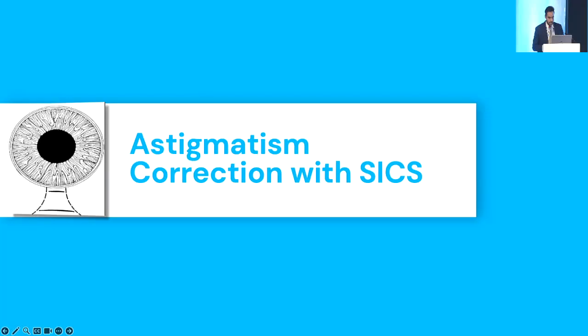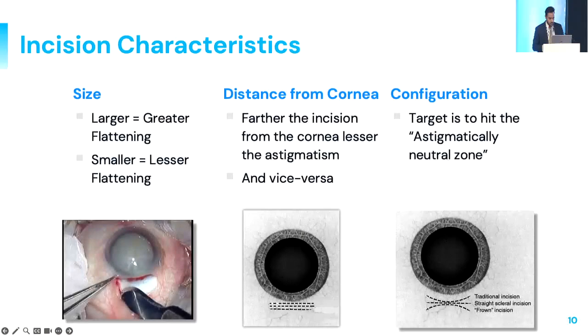So how do we correct astigmatism in SICS? Mainly, these are the characteristics. The size of the incision: the larger the incision, the greater the flattening, and the smaller the incision, the lesser the flattening. So the larger the incision, the more the astigmatism, and the smaller the incision, the lesser the astigmatism. The distance from the cornea is also very important. The farther the incision from the cornea, the lesser the astigmatism, and vice versa.